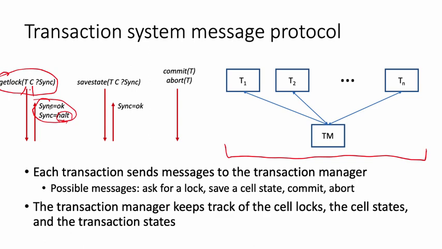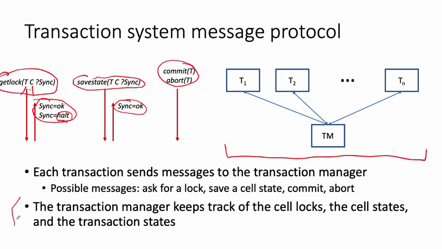And the save state: when a transaction updates the state of a cell, it actually runs save state first, and then the sync says, okay, I have saved the state, so that if we do an abort, we have to restore the state. And the transaction can also do commit or abort at the end. So the transaction manager keeps track of all those messages.